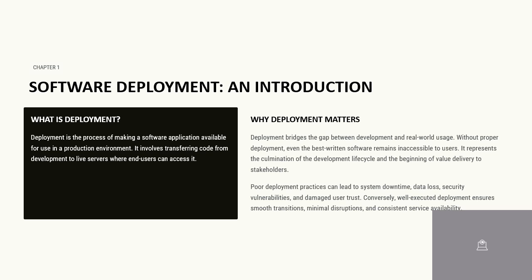So what did you understand? Without deployment, software has no value delivery. The definition is: deployment is the process of making a software application available for use in a production environment. I've also written that poor deployment practices can lead to system downtime, data loss, etc. You can read that.